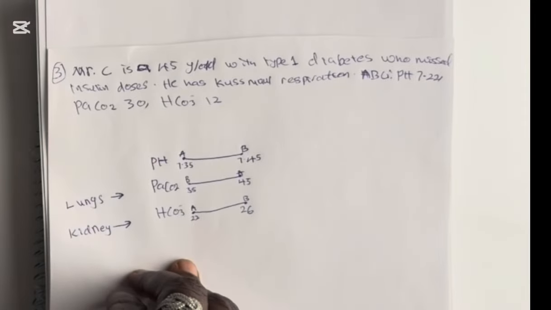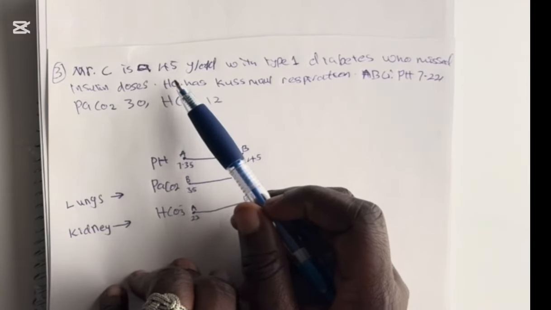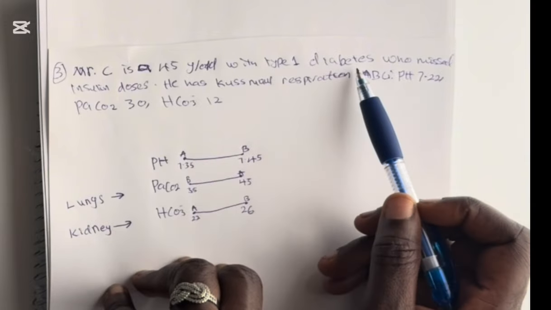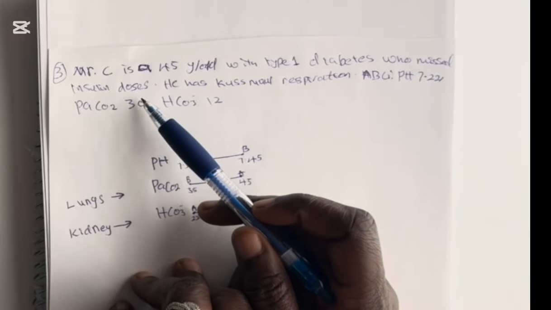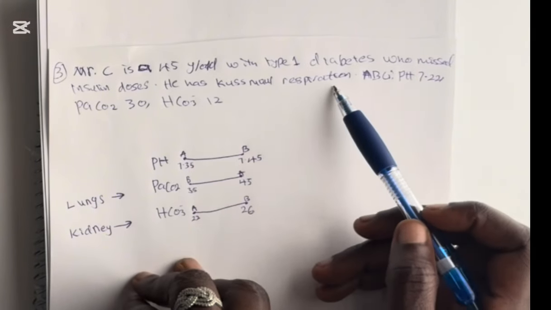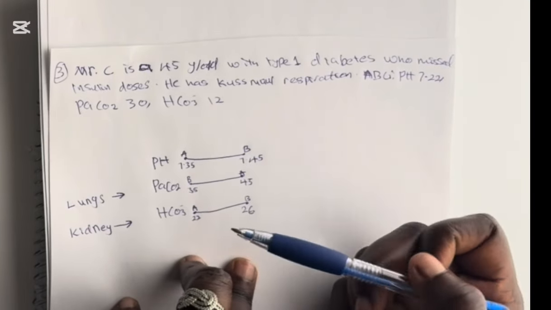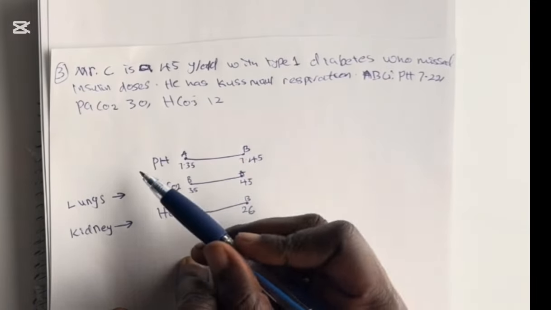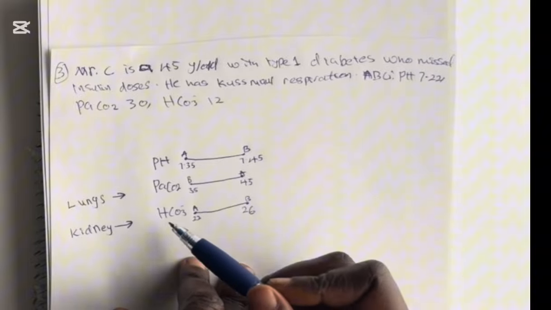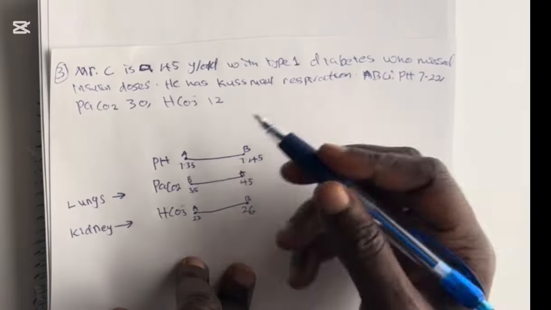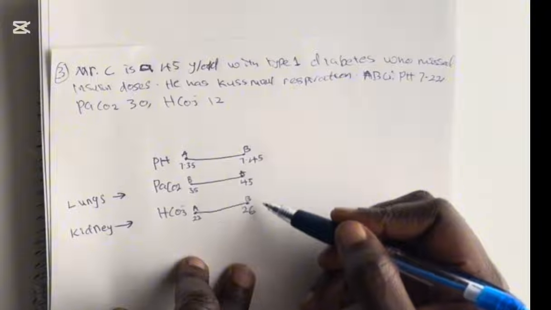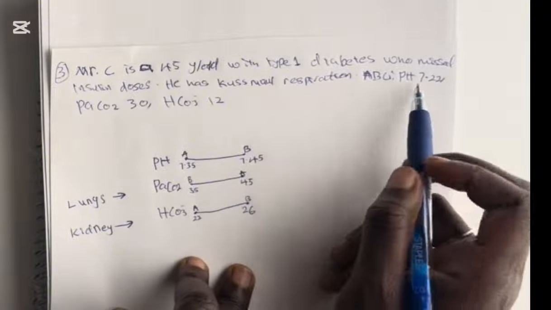Okay. Now, next question. Mr. C is a 45-year-old with type 1 diabetes who missed insulin doses. Now, he has small respiration. pH is 7.22, CO2 is 30, and HCO3 is 12. Okay. As always, we look at our pH first, then we look at our CO2, and then we look at our HCO3. And with your charts, you should have ABA on one side and BAB on the other side. Okay. Now, let's look at our pH.